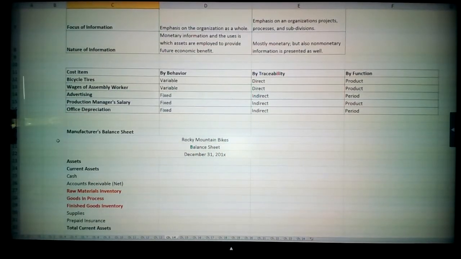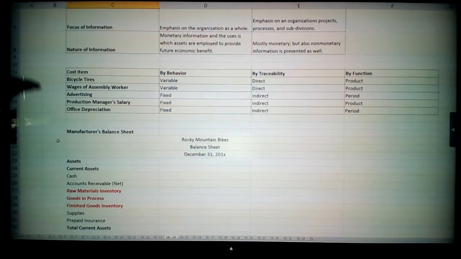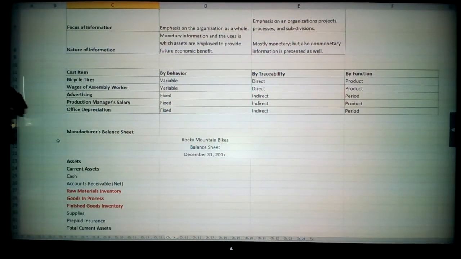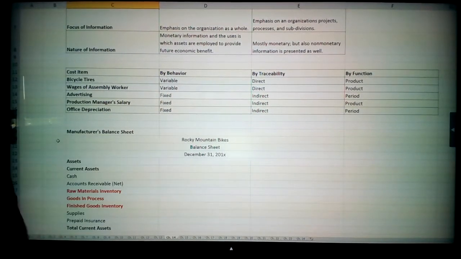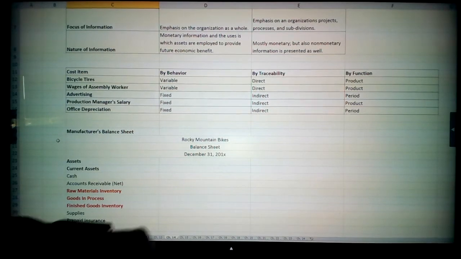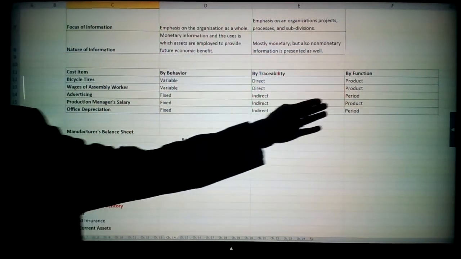Here's another example of what I meant by these different cost identifiers, and how each item will actually have several of these identifiers attached to it. So bicycle tires or car tires, either one, are a variable cost because the more you buy, the higher your cost goes. They can be directly traced to the product you're attaching them to, and they are a product cost because of that. Wages of assembly workers are a variable cost because the more hours they work, the more assembly workers you have, the higher your costs go. They can be directly traced to the products they are putting together, and because of that, they are a product cost.